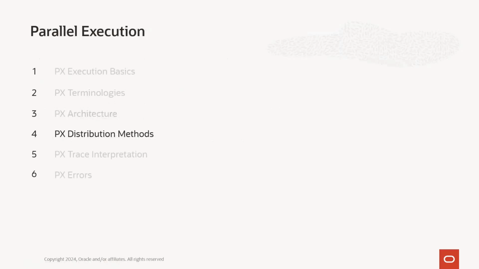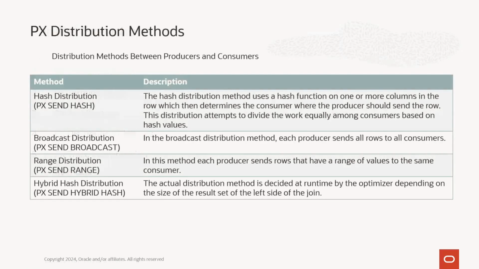Now we'll see the PX distribution methods. While running a parallel query, different methods will be running internally. These are some of the distribution methods between the producers and consumers. This can be found from the execution plan of the parallel execution. The first one is hash distribution. In the execution plan, we can see it as PX send hash. When we see PX send hash, it means the hash distribution method has been used.